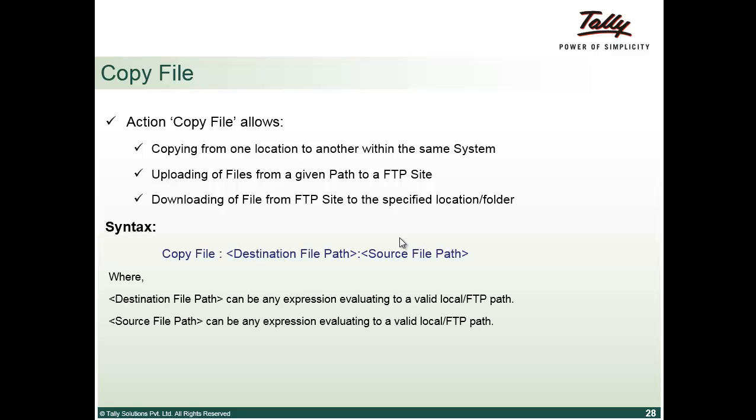So the syntax is copy file: the destination file path, that is the destination where you want to copy the file, and the source from where the file needs to be copied. These paths can be either your local system path, or it can be the FTP path. So here there is an example. Let's see how we can use it.